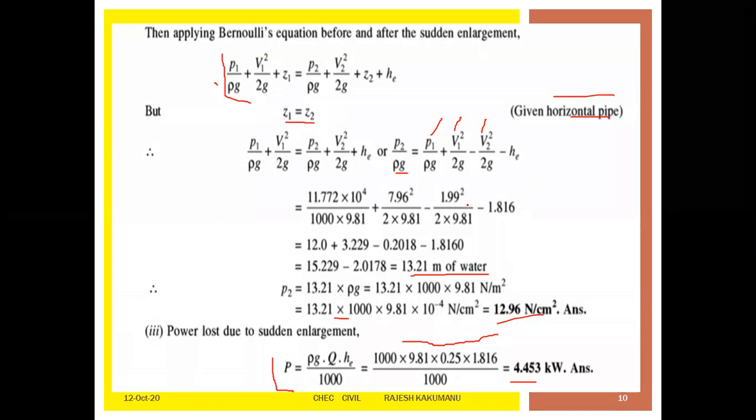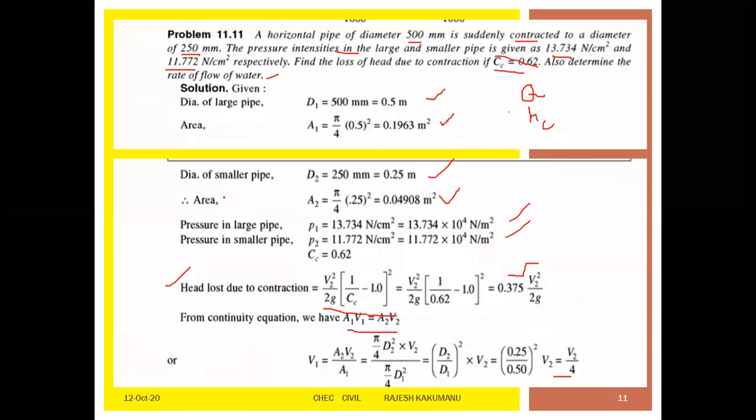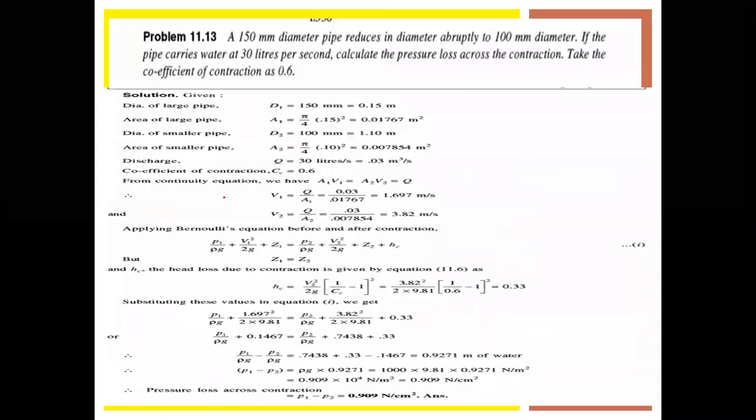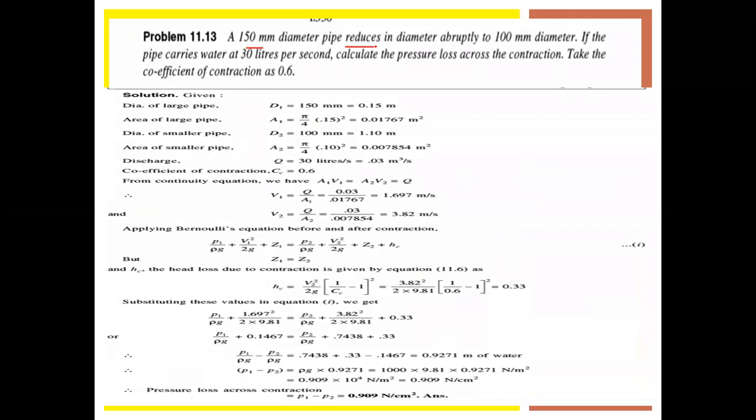So in this way you have to do the problem for these things. Next, what shall we do? So 1.11 is over, 12 is over, now problem 13. If you see in this case, a 150 mm diameter pipe reduces diameter to 100 mm. This is also a contraction formula problem.